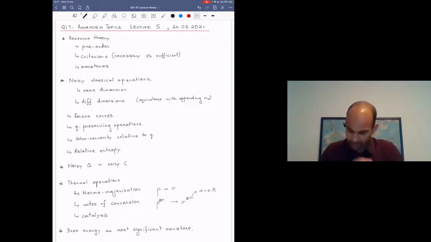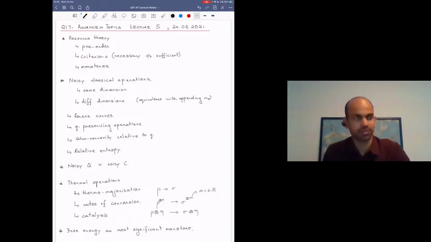And then finally, we have the case of catalysis, where you want to convert rho tensored with some other state, let's say eta, into sigma tensored with eta. And of course, as the name suggests, you leave the catalyst eta the same. And this allows you to do something more.